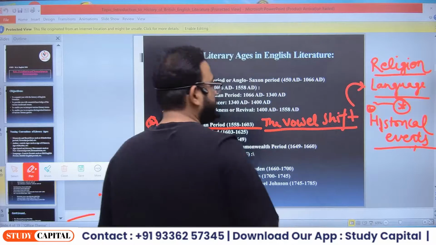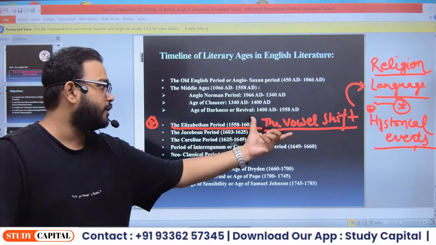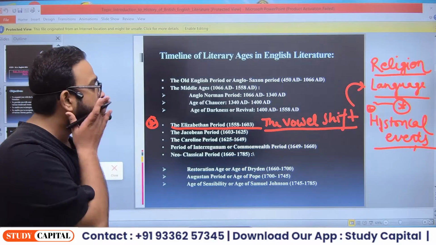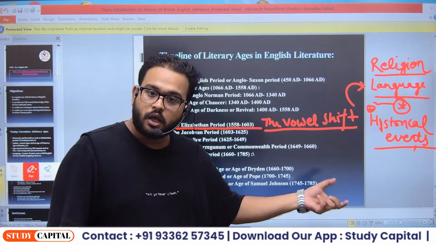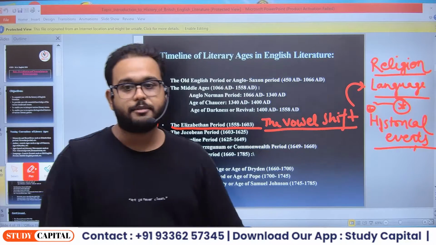So there was a vowel shift that happened before the Elizabethan period. You can Google it and you'll find out how the pronunciation changed. So that is a link, a historical event that is also related to language, and they have asked about it in your examination as well.